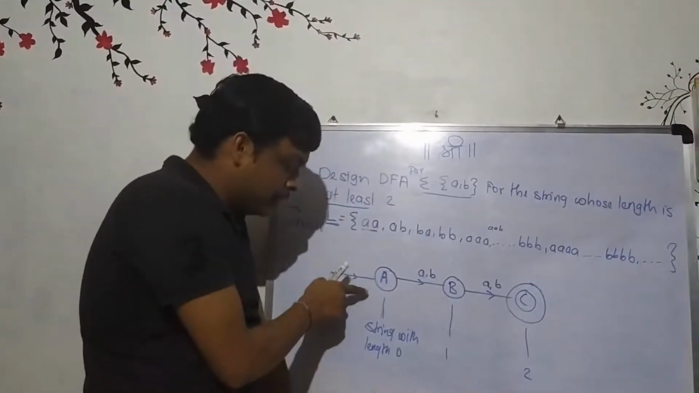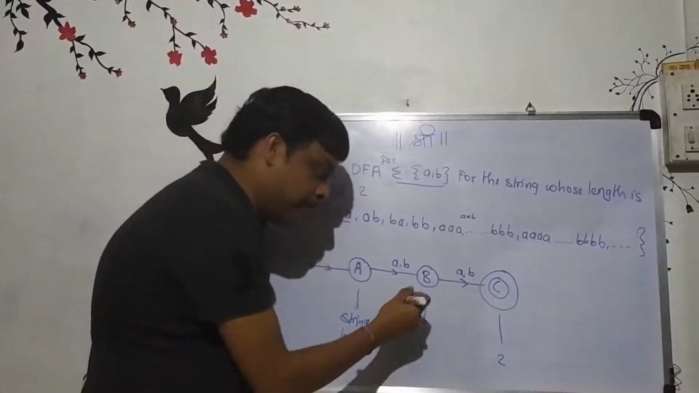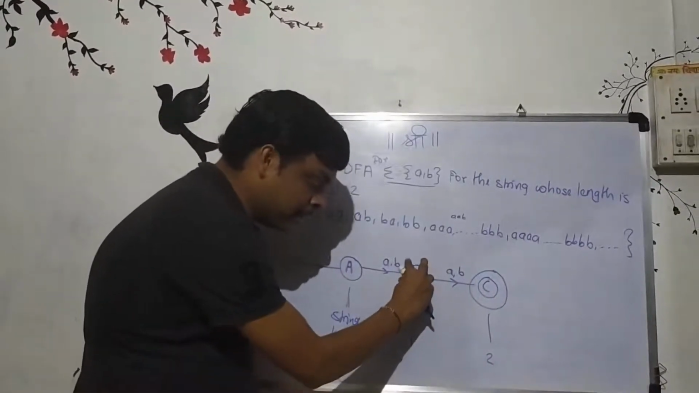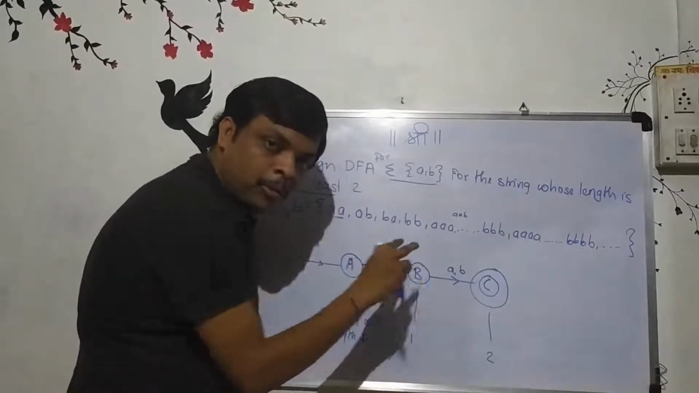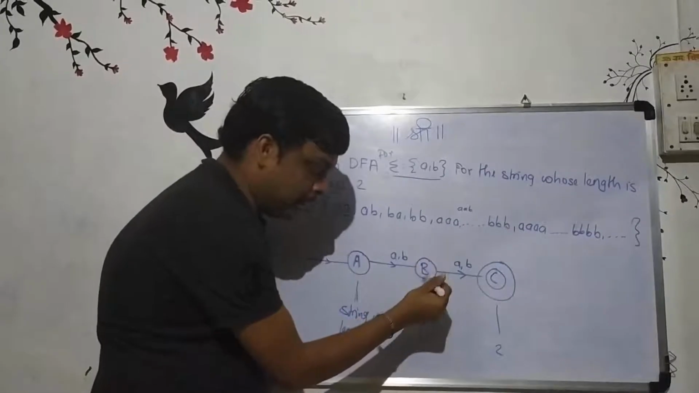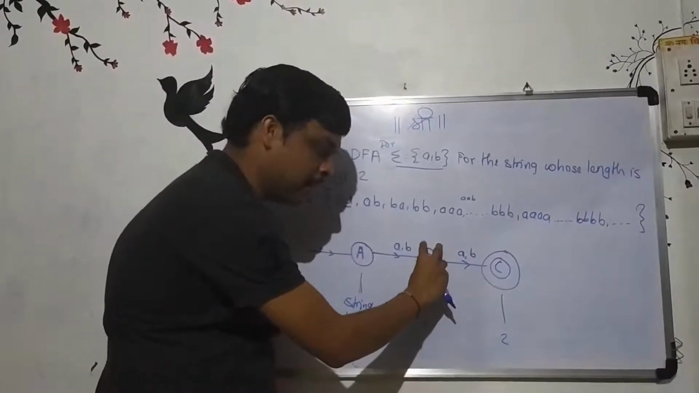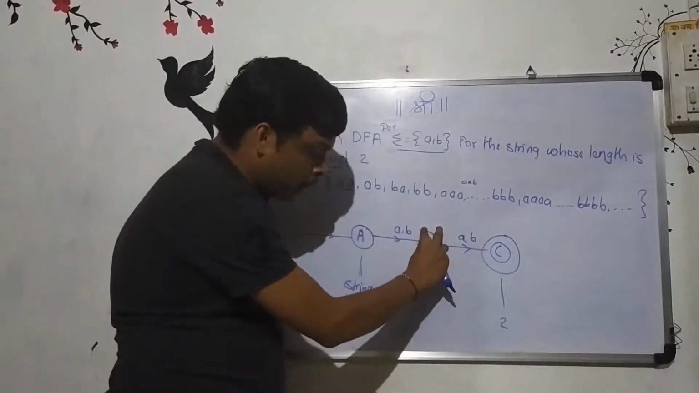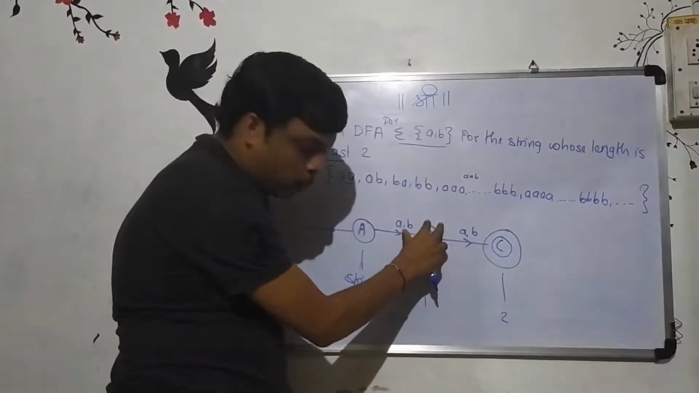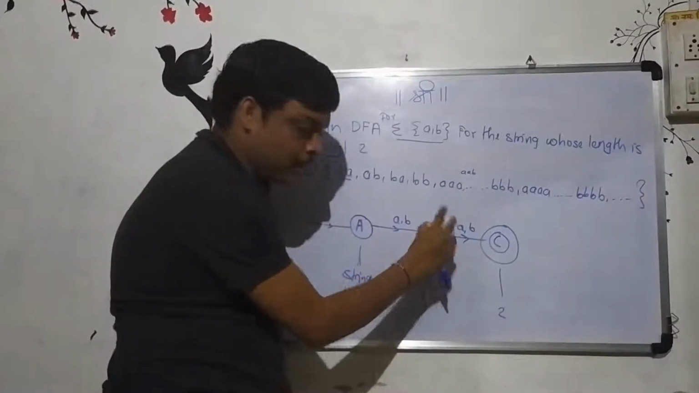Why? Because whenever we are in the initial state, we are not accepting anything, length 0. If I make this B as final, for a moment just assume, if I draw one more circle within the circle and make this B final, then what will happen? It will accept only A as well as only B. So its meaning is what?